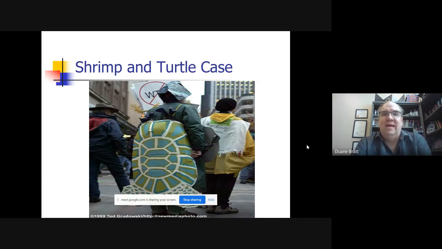In many cases, unions and environmentalists disagree on a lot of things, but what they do share in common is opposition to the WTO, albeit for very different reasons. So what was the shrimp and turtle case about?